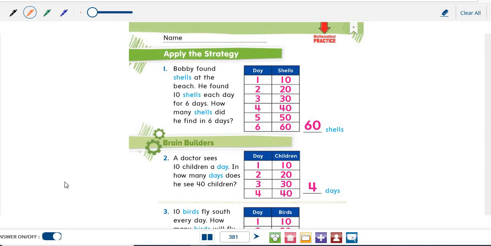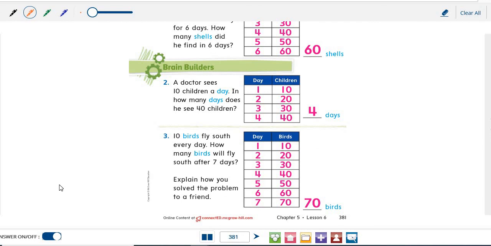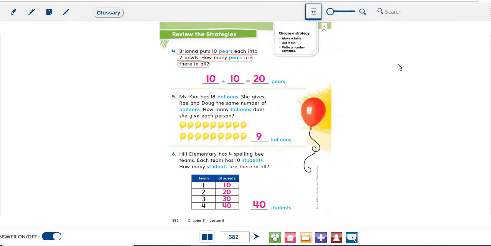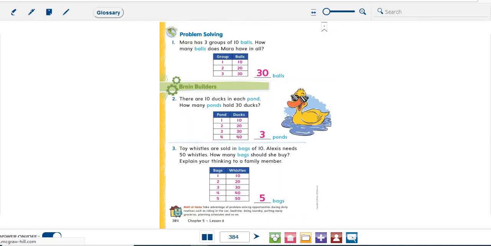Now it's your turn, grade 1. So please try to solve these problems by yourself. And then when you finish, you can check your answers here. The same for the next page, you can check your answers here. And here you have another example that you can practice by yourself. The next page is your homework, grade 1. So please try to solve it by yourself, and then when you finish, you can check your answers here.